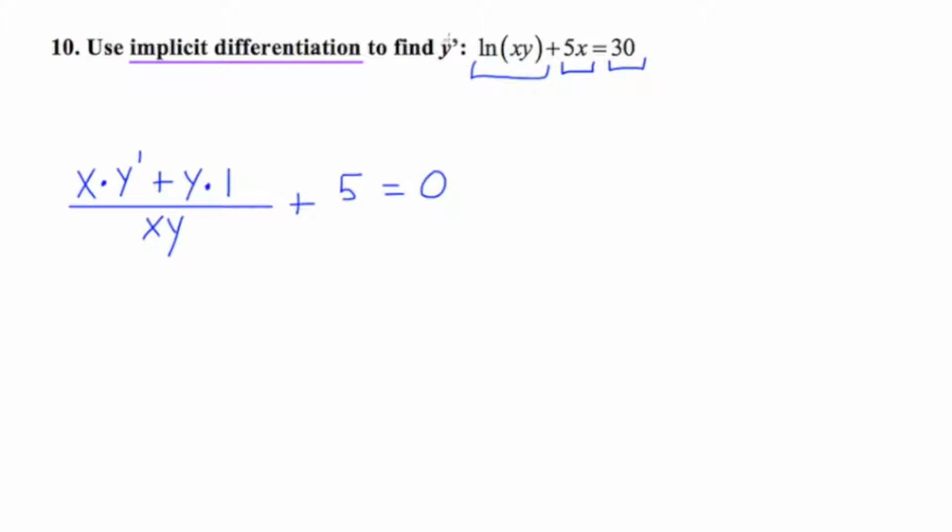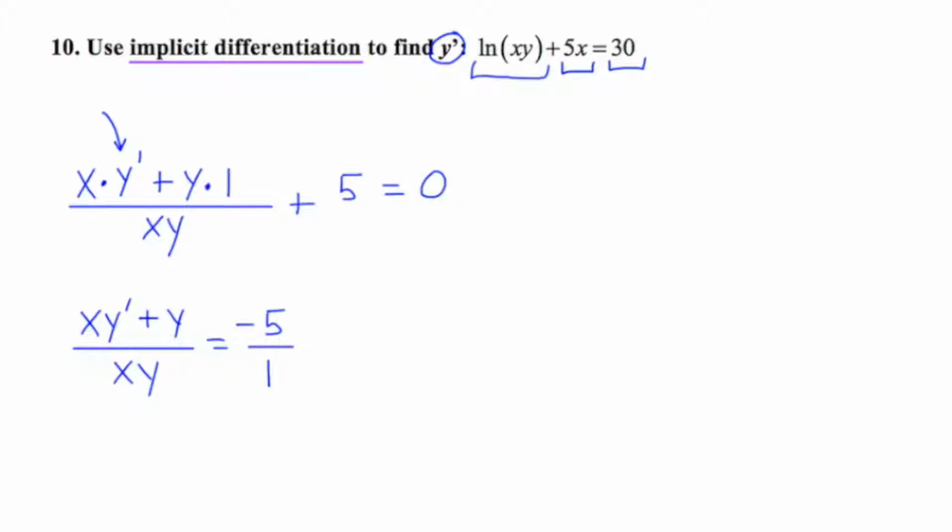Now my objective when I'm done with this is to isolate y prime. I need to find the derivative. And that's revealed to us right here in this big complicated expression. So my next objective is going to be to start peeling things away and trying to really isolate that y prime. I'm going to start by moving the 5 to the other side. And I'm going to go ahead and put that negative 5 over 1.